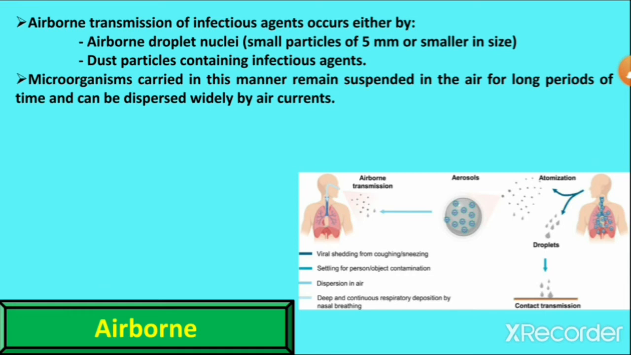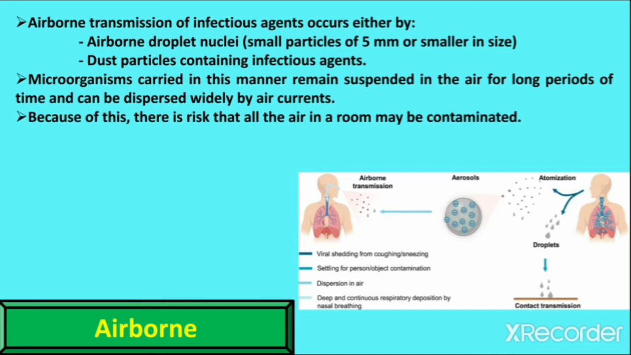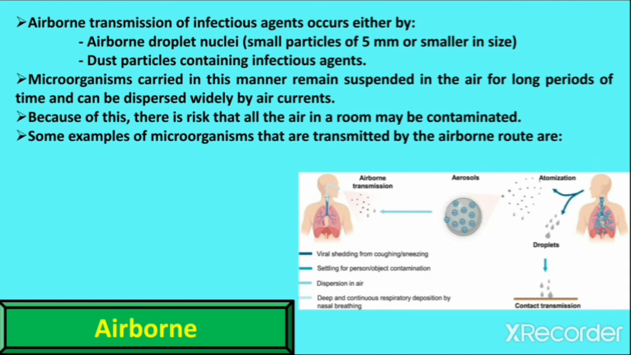Microorganisms carried in this manner remain suspended in the air for long periods of time and can be dispersed widely by air currents. Because of this, there is a risk that all the air in a room may be contaminated. Some examples of microorganisms transmitted by the airborne route are Mycobacterium tuberculosis, rubella, varicella, and hantaviruses.